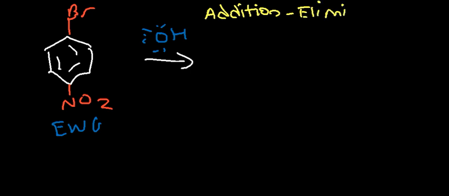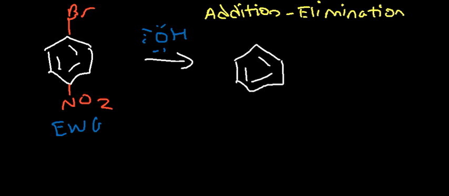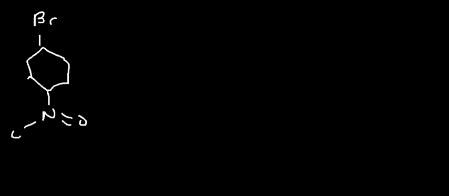So we're going to add a group first, and then we're going to eliminate something. We're going to remove something. So we're going to add hydroxide, and then eliminate bromide. The end result is that bromine will be replaced with a nucleophile, hydroxide. This is a good way to make phenol, by the way, but you have to get rid of the NO2 group when you're done. So now let's talk about the mechanism. This time, I'm going to draw the NO2 group like this.